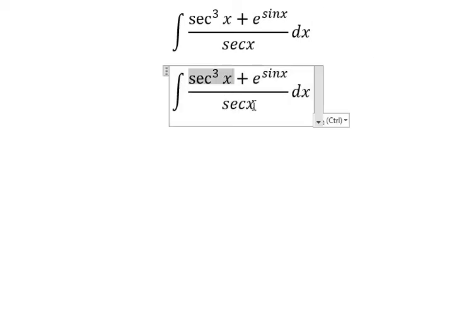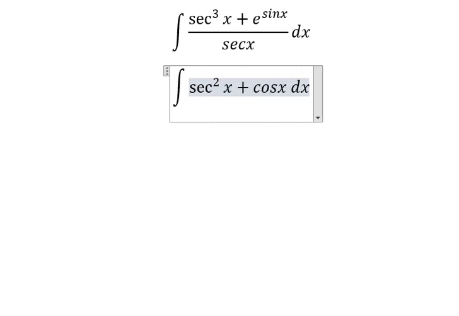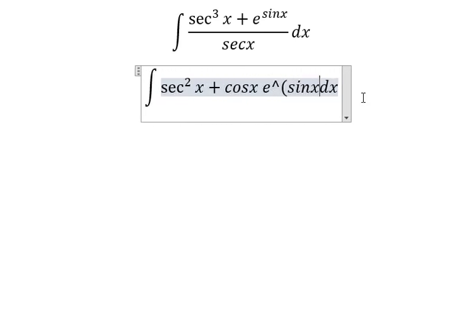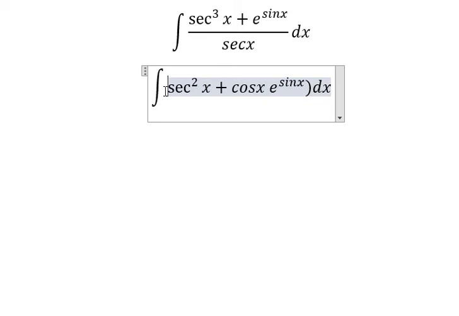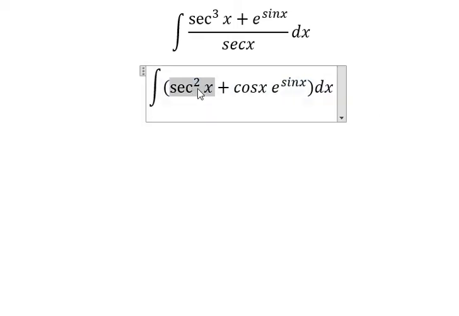This one divided by secant of s, you get secant of s squared over secant of s. We can change 1 over secant of s into cosine s, and we have e to the power of sine s. We know that the integration of secant of s squared gives tan s.